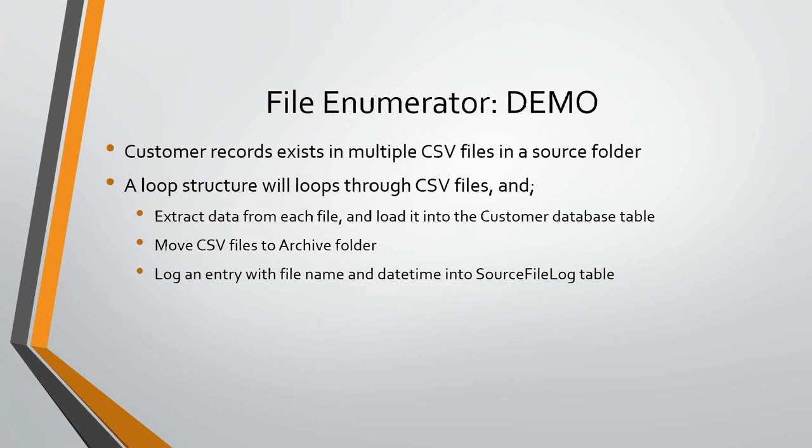For the first demo, I will show you this scenario. Assume that we have multiple CSV files in a source folder. Each CSV file contains a number of records per customer. We want to provide a loop structure to loop through each file, load data from that file into the customer table in our database, and then move that CSV file into an archive folder and log an entry to source file log, which is a table that logs the file name and load date.